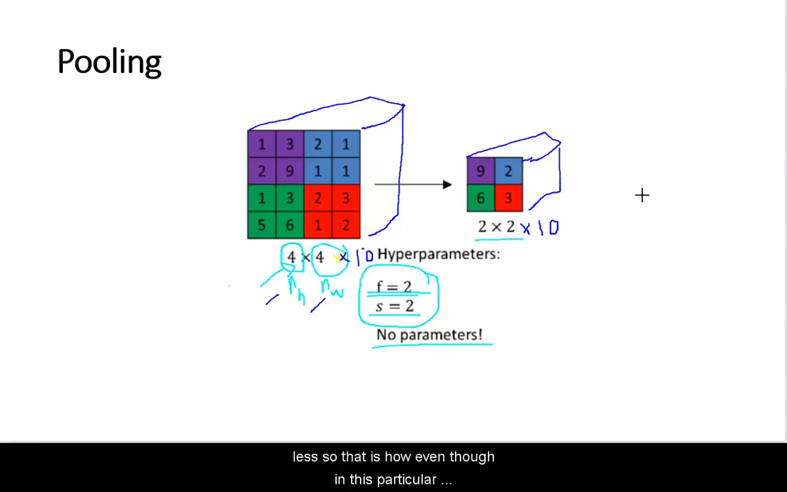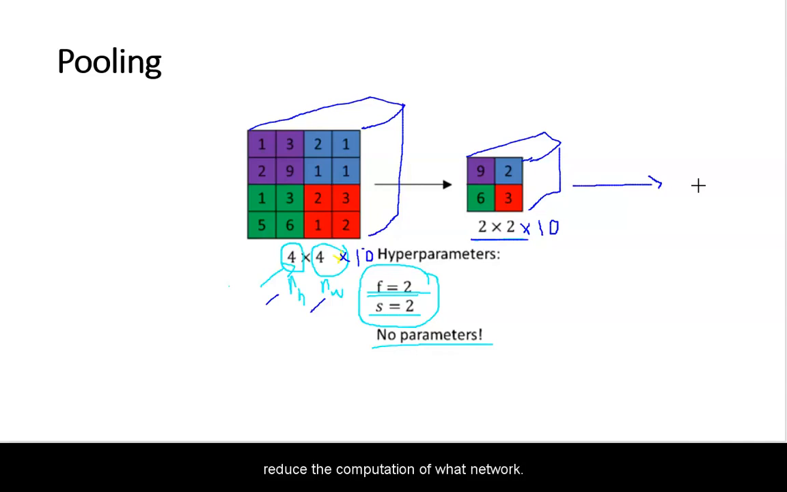So that is how, even though in this particular pooling operation no parameters are learned, still, since it is helping us reduce the NH and NW of my image, it is in turn helping us to progressively reduce the size of my image, so that when my image is flattened to be fed into a fully connected neural network, the number of parameters to be learned in those initial layers will be less. And of course, this pooling operation also helps to reduce the computation of our network.